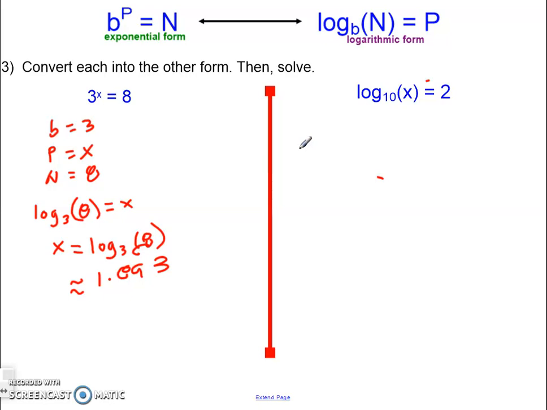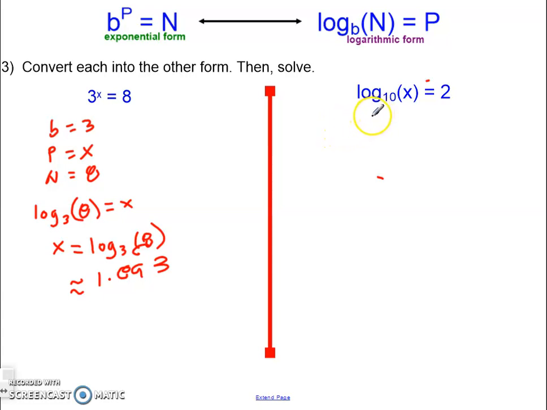Now, when you look at a calculator, you're going to notice that there is a log button, a logarithmic button. That logarithmic button is only for logs that have a base 10. Our previous problem was a base 3 log, so that's why I couldn't use that button. So make sure you're careful. Yes, there is a log button on any scientific calculator, but that log button is only for base 10s. And if you want to use that calculator to answer this question, there are more steps that need to be done. Just keep that in mind.